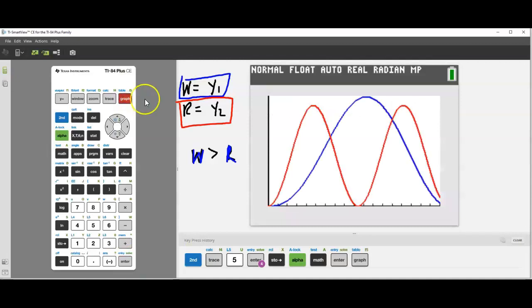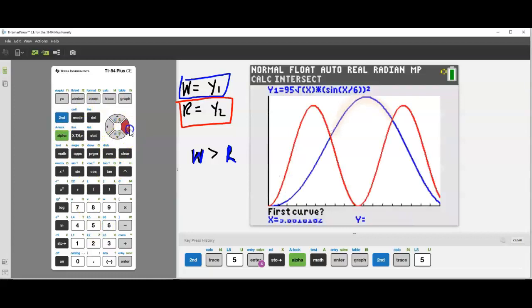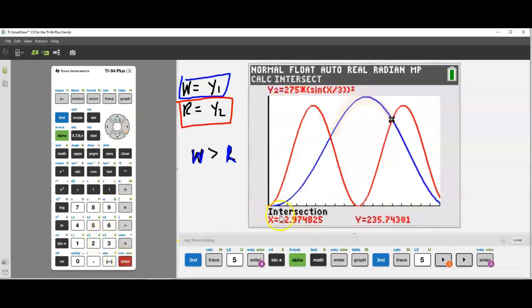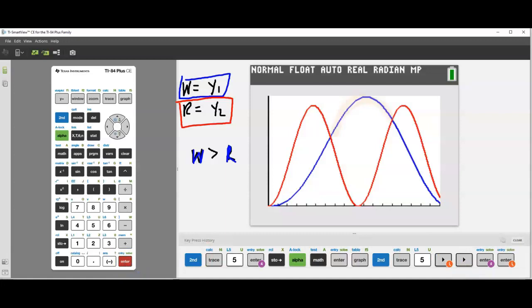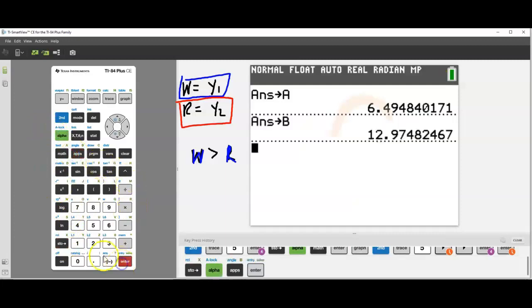We go back to our graph and we're going to find the other place where they intersect. So once again, second calc, 5, scroll, and enter 3 times. And there's my second value. So to store that, we're going to push enter again. Then we push store, and we're going to put that as B. All right. So I don't know why I stored them. I guess I really didn't need to do that. I just need to know where they're crossing. So these are my intervals, though.